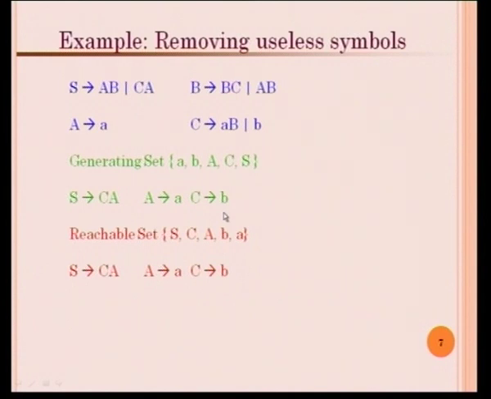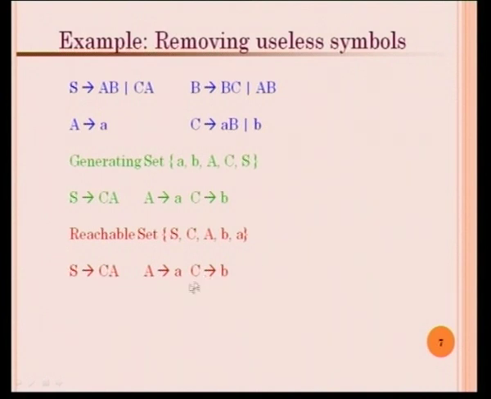The next step is finding the reachable set. For the reachable set, we first include the starting symbol of the grammar. Then for every production for S, we include every symbol on the right hand side of the production into the reachable set, because once we have reached the left hand side variable, it is possible to reach every symbol on the right hand side. So S is reachable means A and C are reachable, A is reachable means small a is reachable, and C is reachable means small b is also reachable. So we have S, capital C, capital A, then small b and then small a.